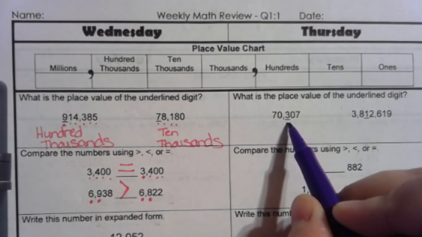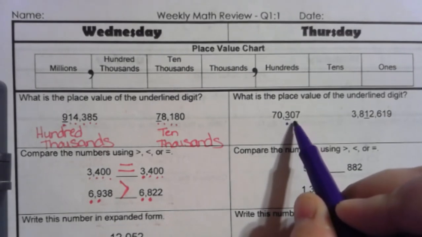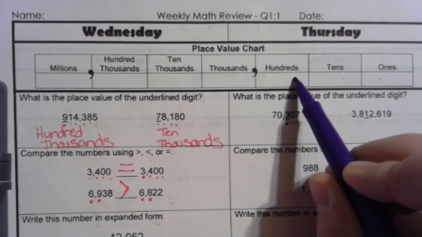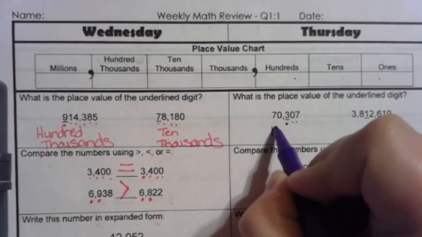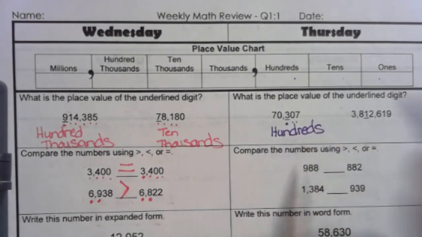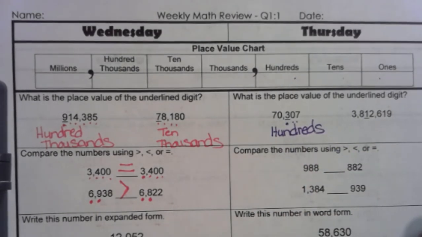All right, it looks like the 3 is underlined here. That is 1, 2, 3 digits from the right. 1, 2, 3 digits over would be your hundreds place. That 3 is in the hundreds place. That is 70,307. All right, moving on.